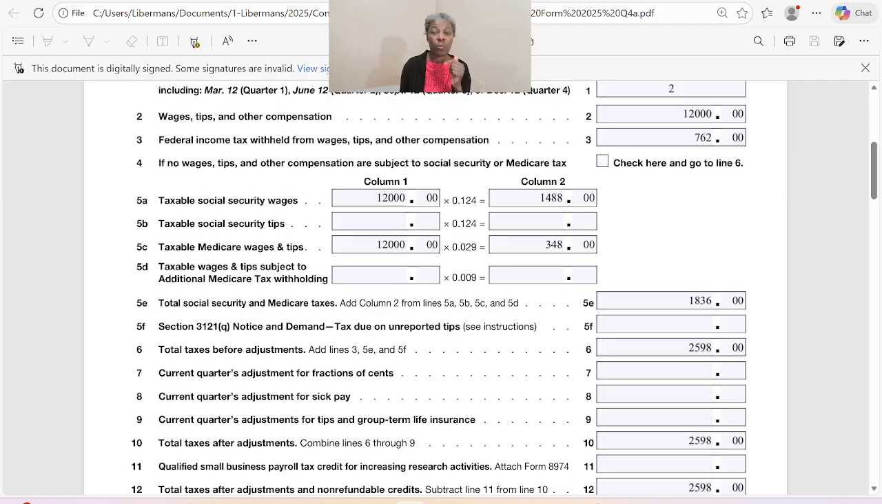Line C, total tax before adjustment, is the total of federal income tax withheld from the employee wages, Social Security employee and employer, Medicare tax employee and employer. Total together is going to give you the example 2598 that we have here. Pretty much 1836 and 762 is here. If you have tips, you'll add it to it as well. Tax on tips there. So, and again, we are going to bring our spreadsheet.